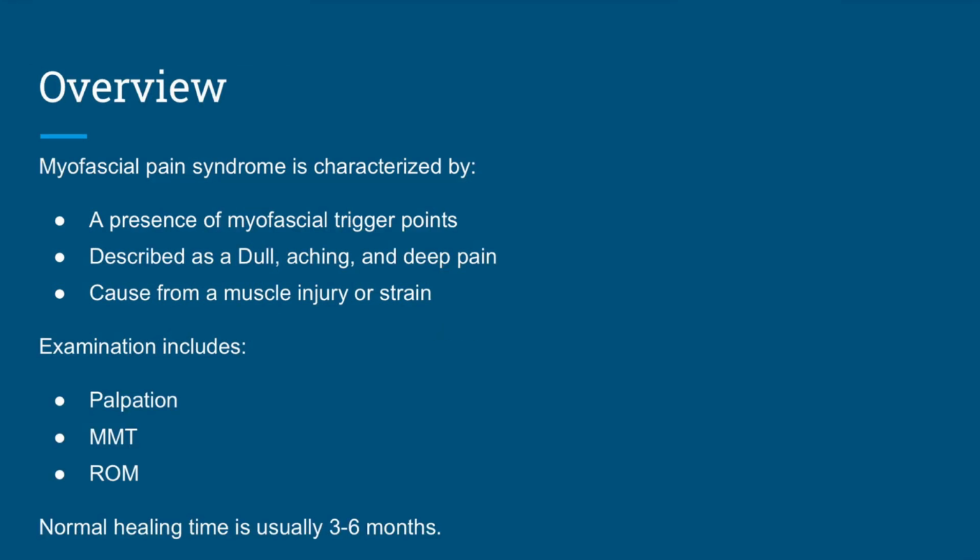Myofascial pain syndrome is characterized by presence of trigger points. It's described as dull aching and deep pain, caused from a muscle injury or strain. Examination includes palpation, manual muscle test, manual muscle length tension test, range of motion, and normal healing time is usually 3 to 6 months.